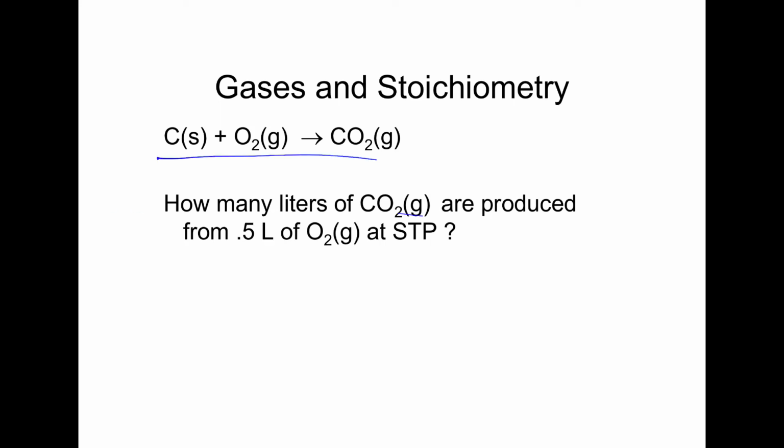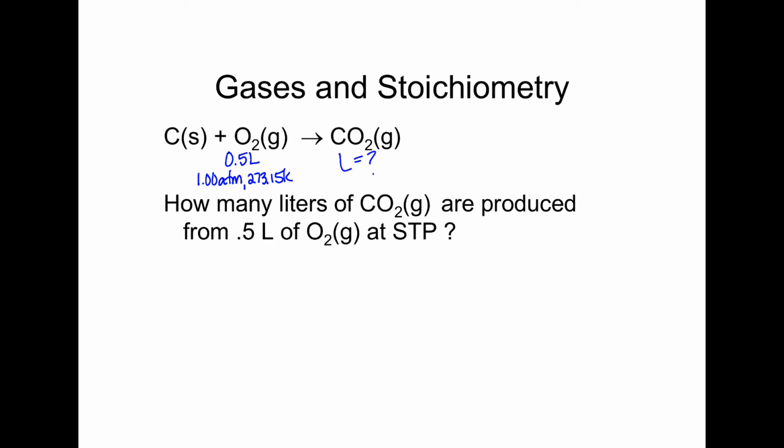We have our balanced chemical equation here, and it says how many liters of carbon dioxide gas, so I'm going to be looking for liters, are produced from 0.5 liters of oxygen gas at STP. Now we know that STP stands for standard temperature and pressure, which is 1 atmosphere and 273.15 K.